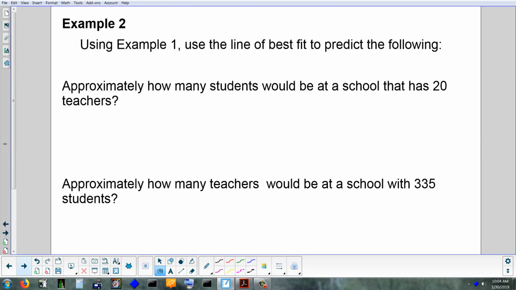All right. Now, again, we're going to use that line of best fit again. Someone tell me what it was. Y equals what? Plus what? So we're going to use that exact same line of best fit just for some other data. Approximately how many students would be at a school that has 20 teachers?